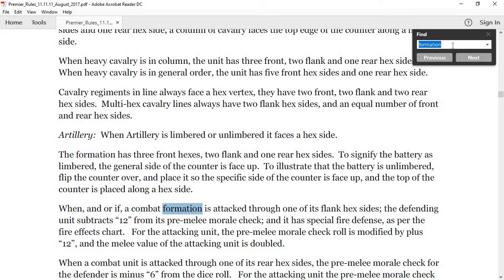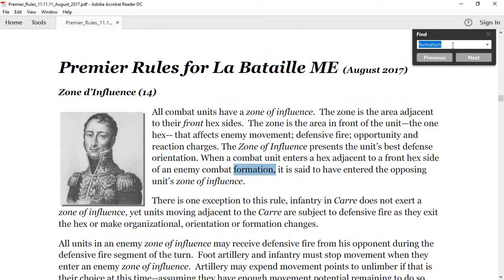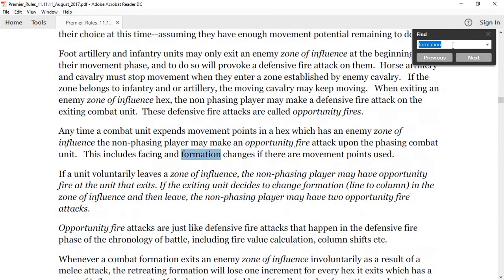When a combat formation is attacked through, when a combat unit enters a hex adjacent to a front hex side of an enemy combat formation, it is said to have entered the opposing unit's zone of influence. This meaning is interchangeable with unit, it looks like. Exception, this includes facing formation changes if there are movement points used.